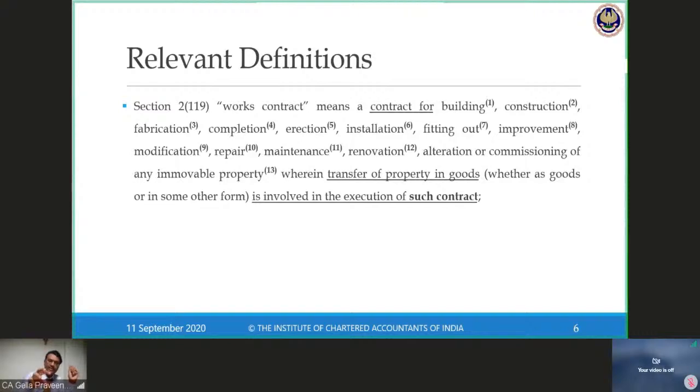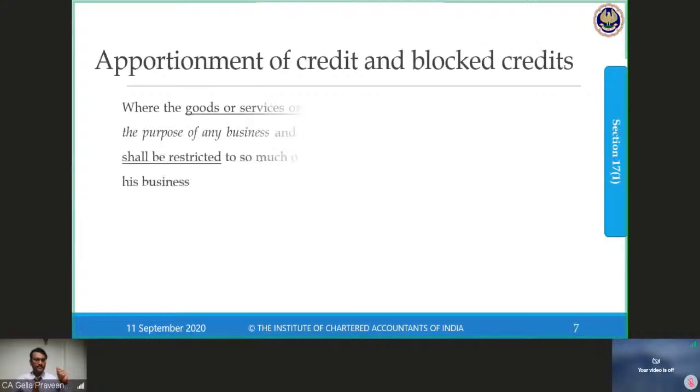For your examination purpose, career purpose, what you need to understand is that any of these contracts, any of this activity which is spelled out in a contract, which is in relation to an immovable property, that is called a works contract. So please understand, anything I have done in relation to immovable property, I call that a works contract. When we take a few examples, you will have a little clarity on this particular term.